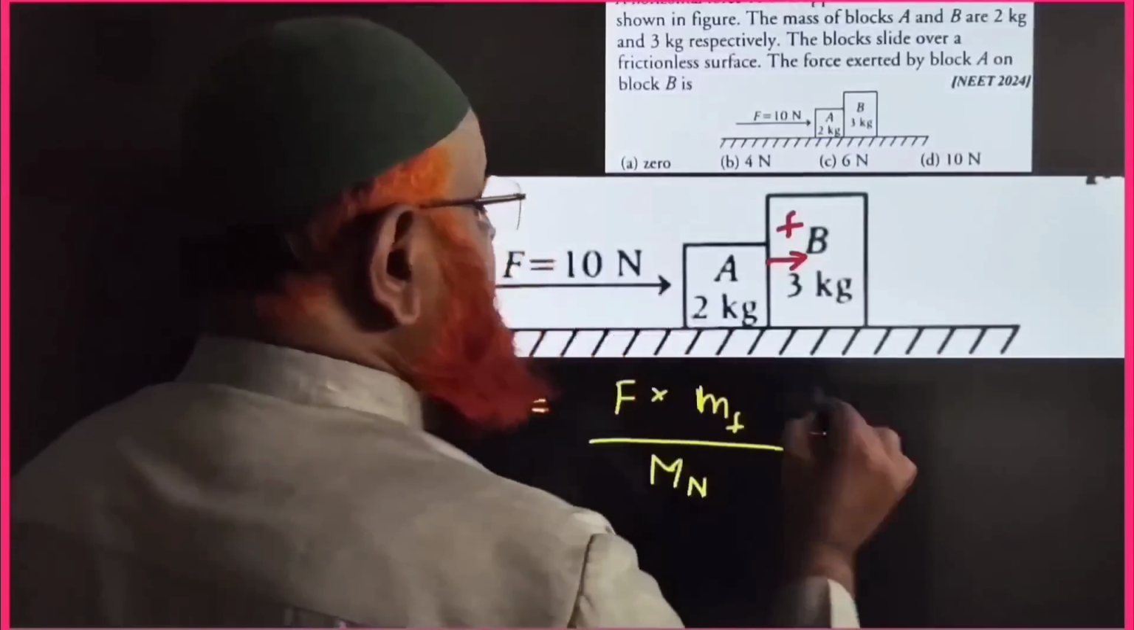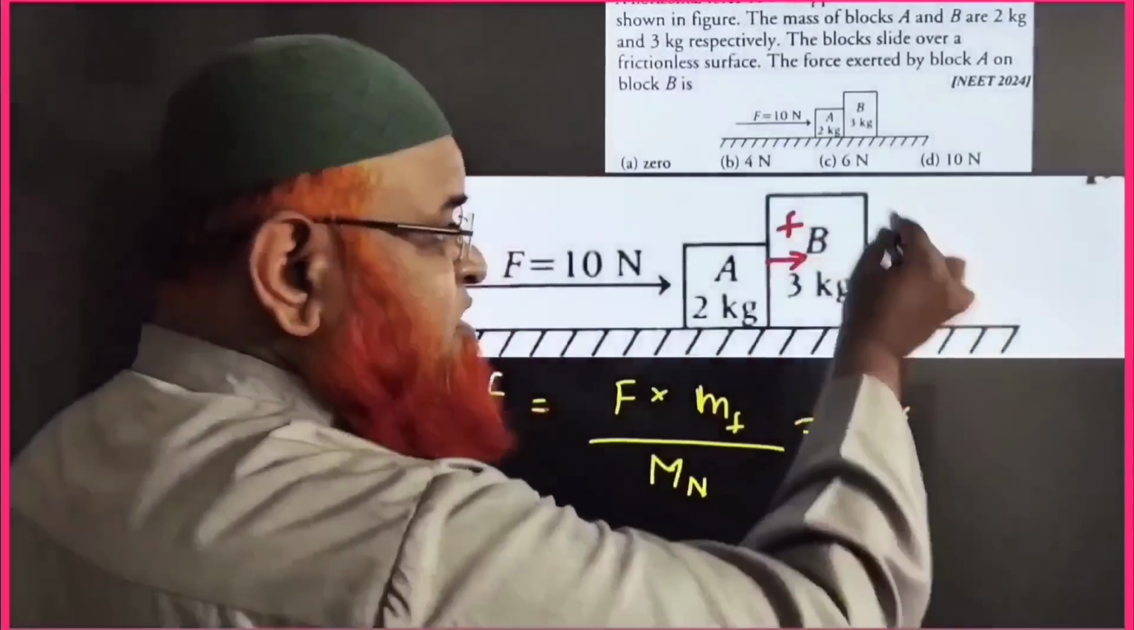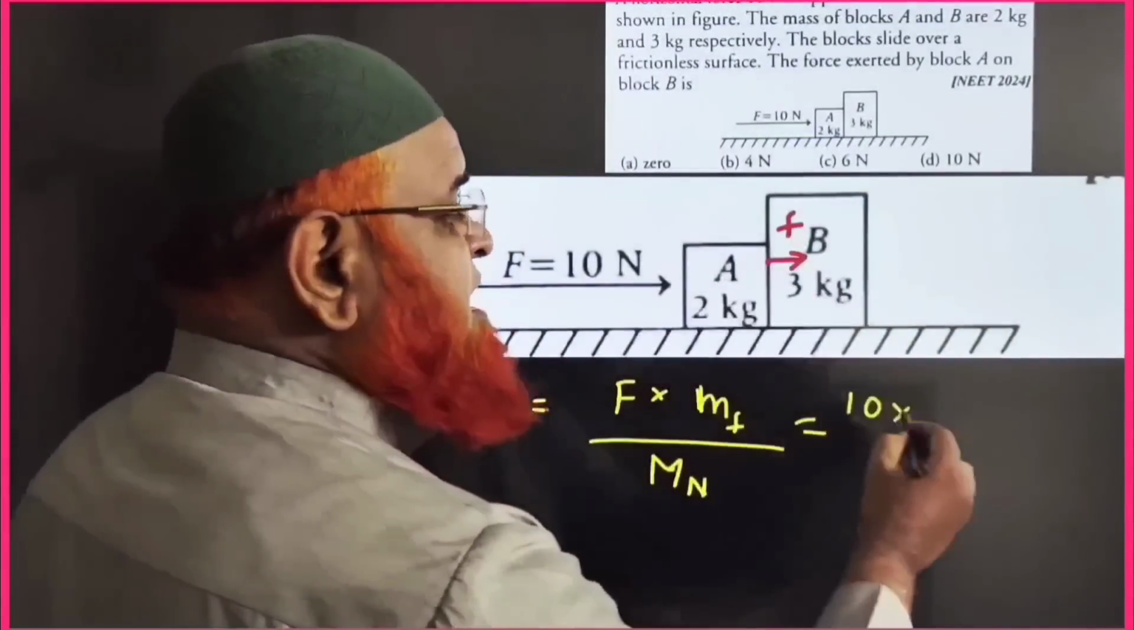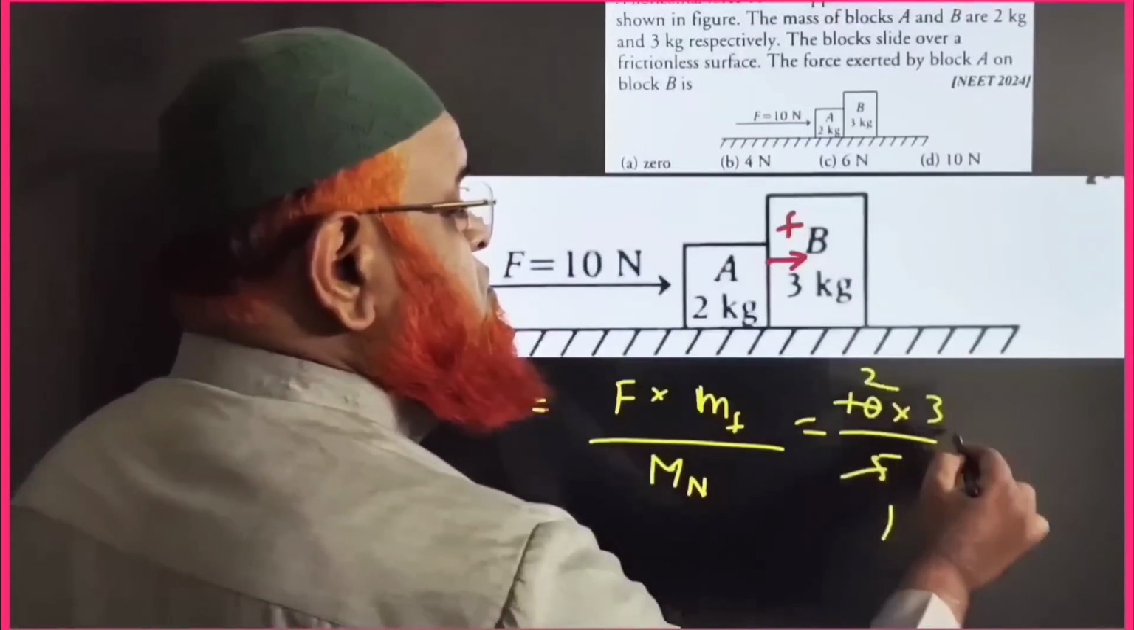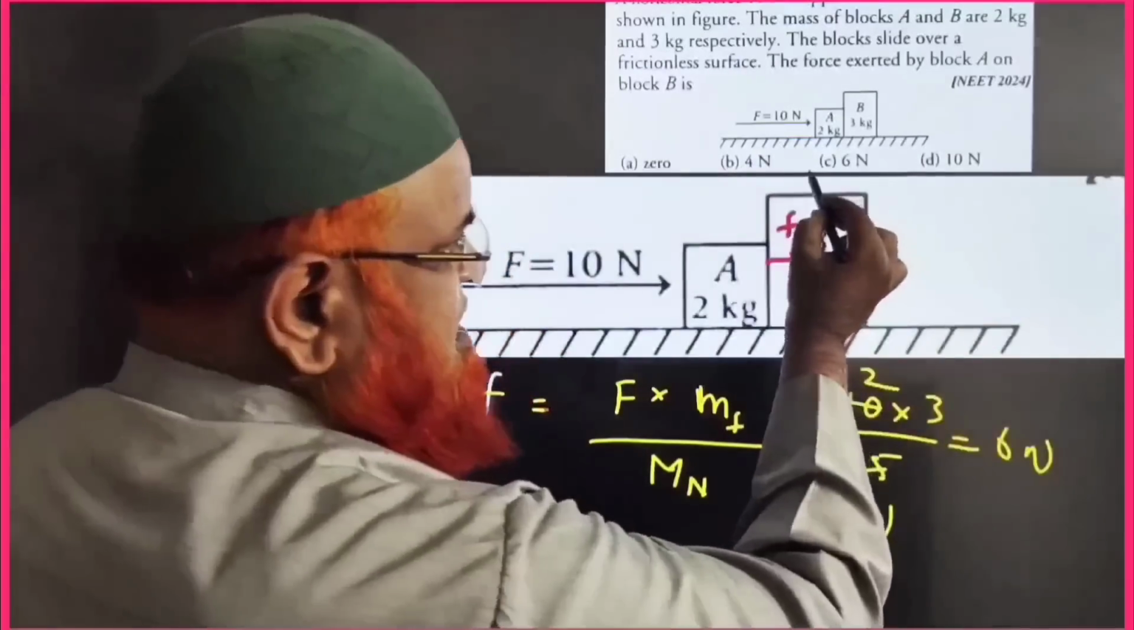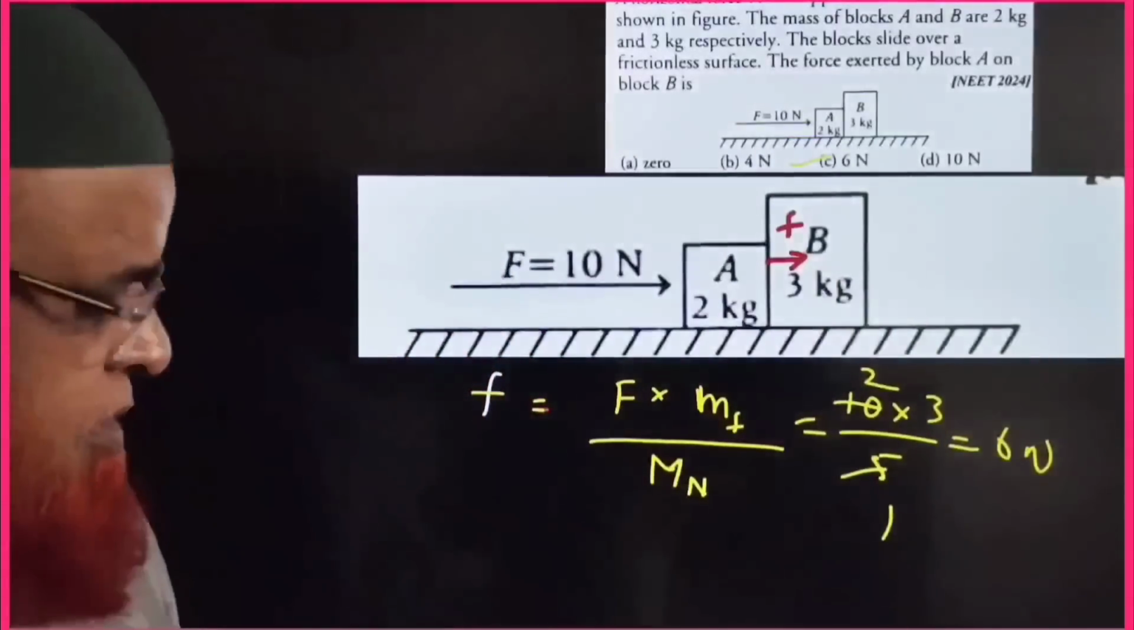What is the force you can apply here? 10, and the mass on which the contact force between the two bodies is applied is 3, divided by the net mass, which is 5. So 5 ones are 5, 5 twos are 10, 2 threes are 6 newtons. E is going to be your answer. Hope you have enjoyed this problem.